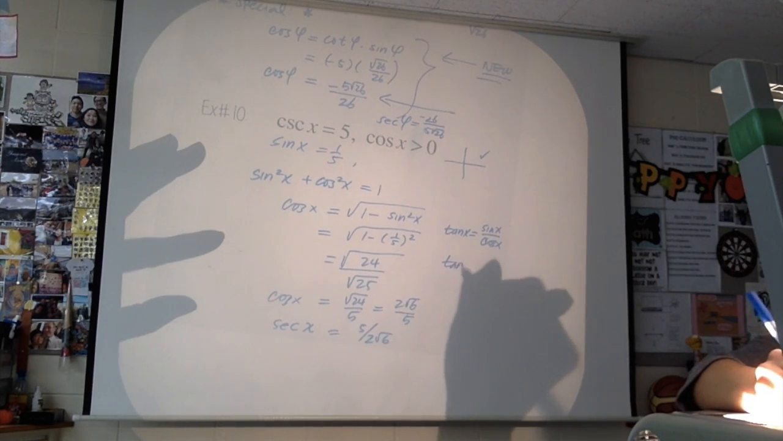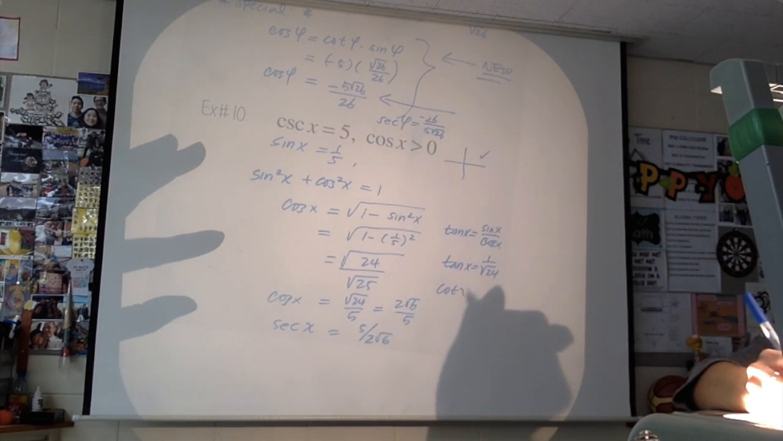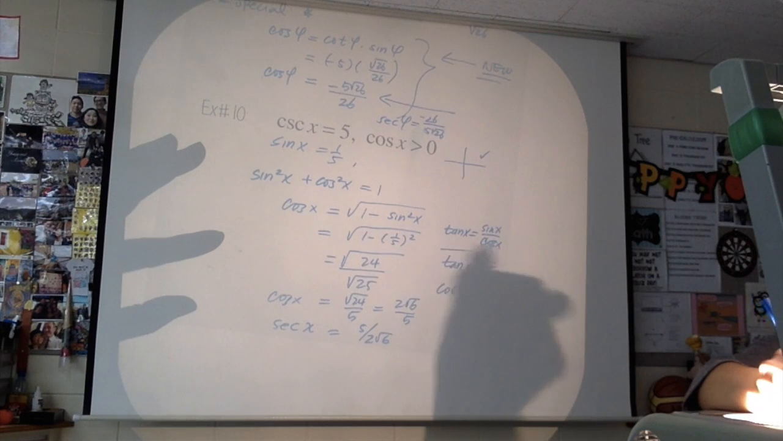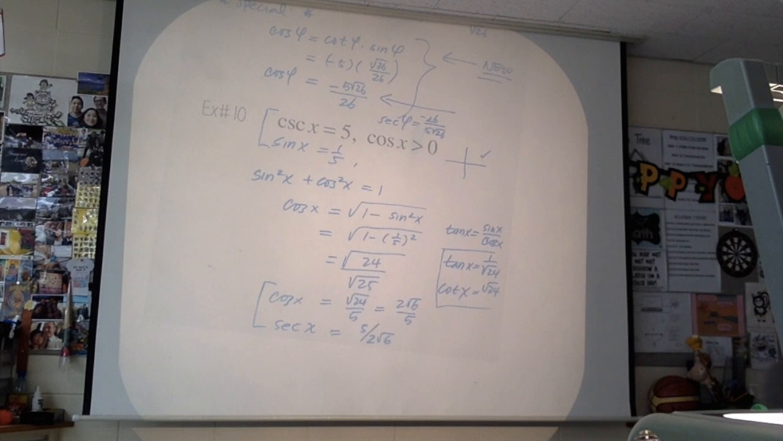So you guys, I'll just write the answer, but I won't show the work. It's going to equal 1 over root 24. And then cotangent x was going to be root 24. Okay, so you have your 1, 2, 3, 4, 5, 6. So you guys, try to use those cool little tricks because it does help, okay?